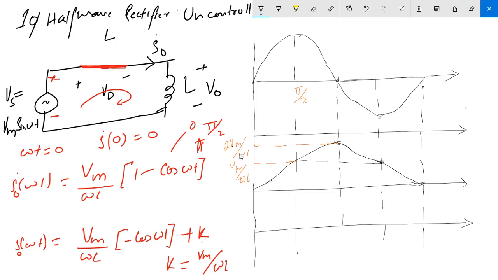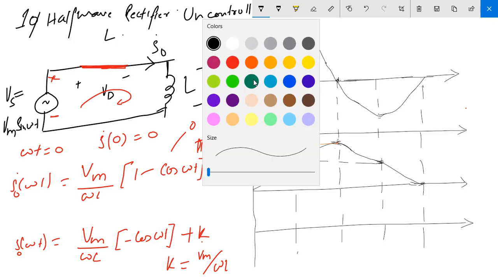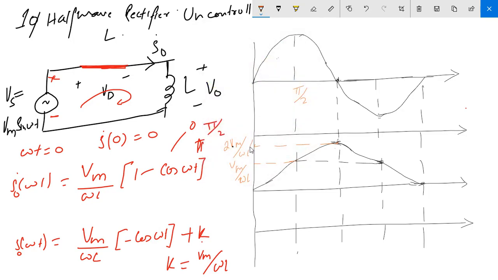So if you draw the current waveform, your current waveform I naught versus omega t always remains there, from 0 to 2 pi. Because the current is always there, your diode never turns off. That means your diode is always conducting for an inductive load.